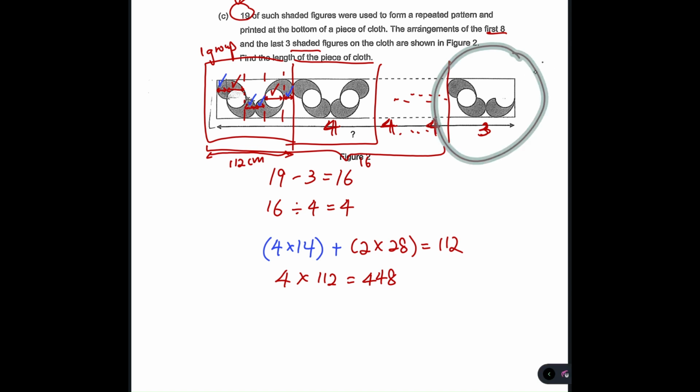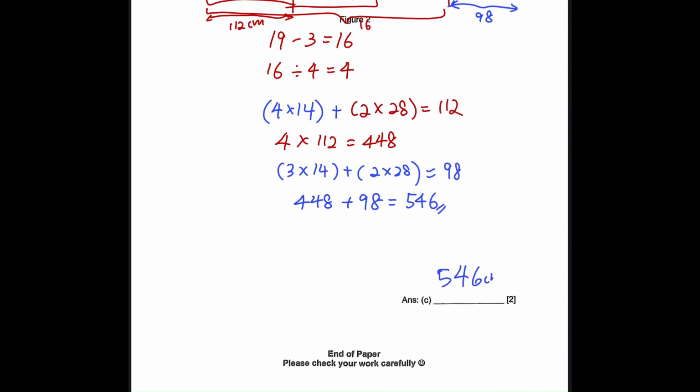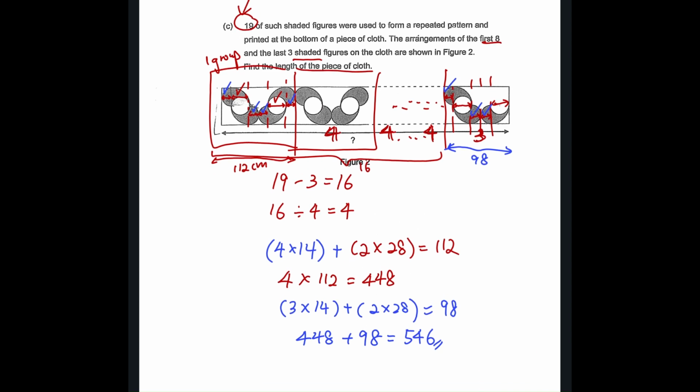But let's not forget about this one. There is a 14, so there are 1, 2, 3: 3 times 14 plus 2 times 28. So there's 1 less 14. That will be 98, so from here to here is 98. Let's add 448 plus 98 together. That will be the full length: 546 cm. Right, we're done with this question. The very last question, part C, is a very interesting question that will really make students think. Hope you benefited from all of my solutions, and all the best for the next paper.